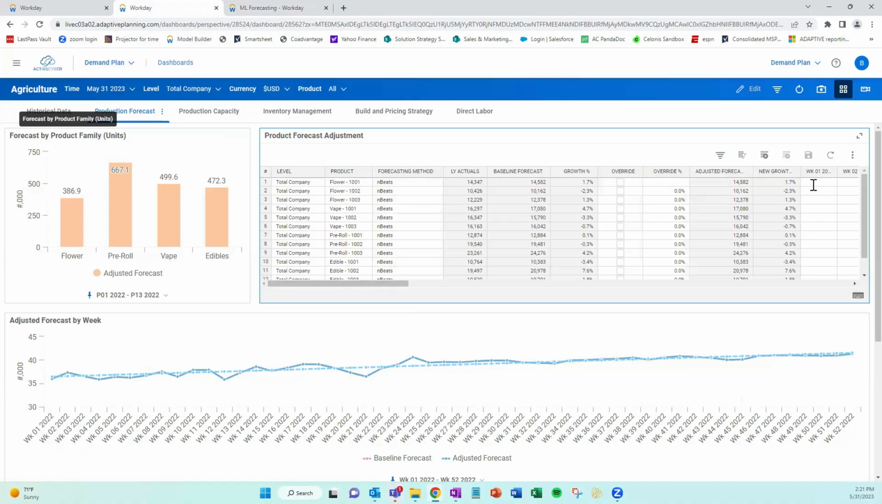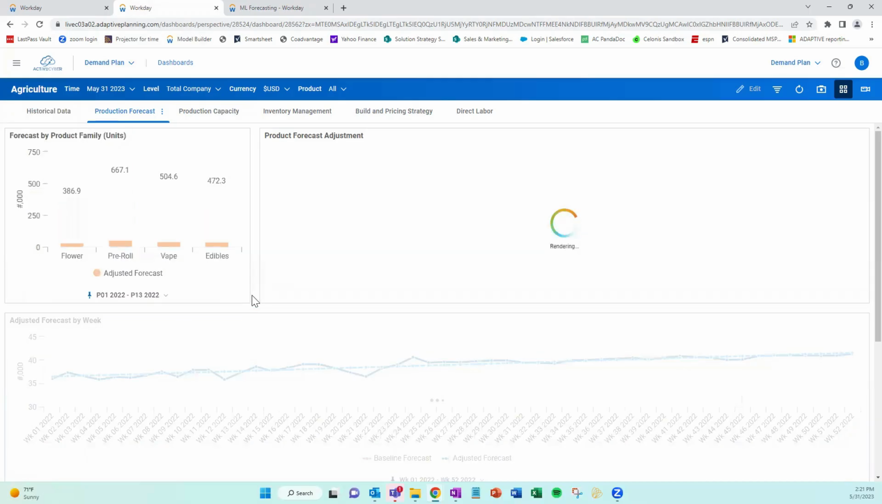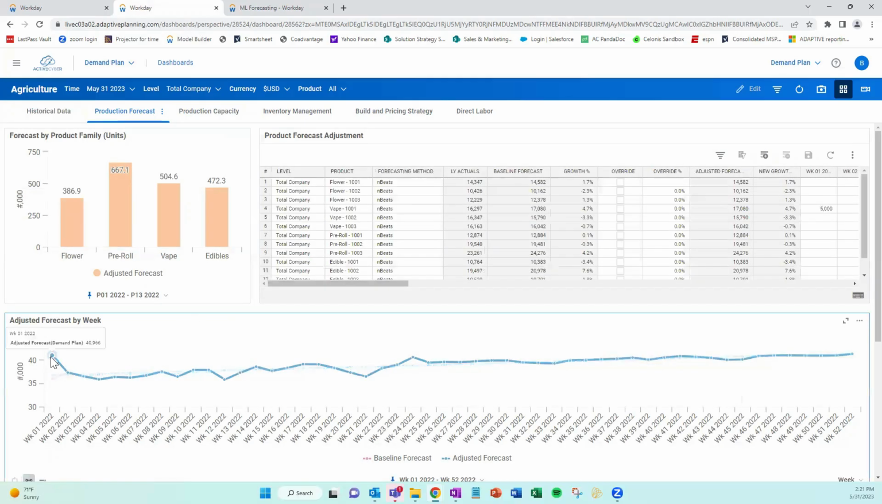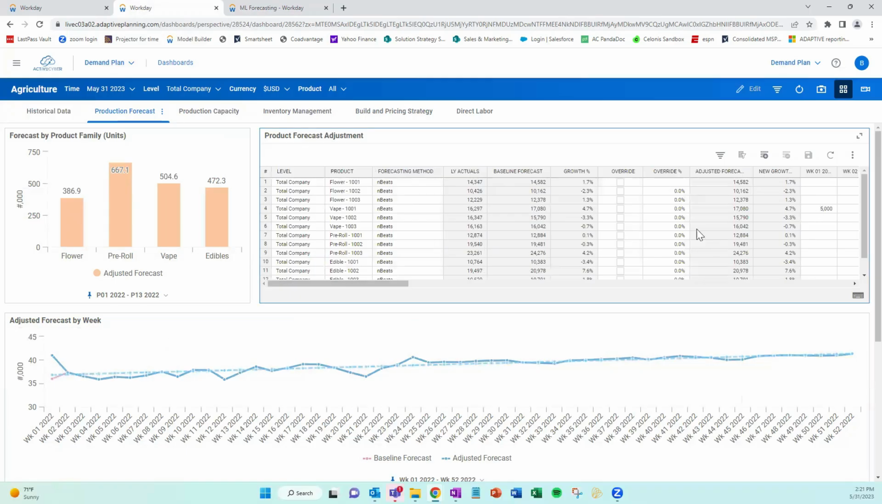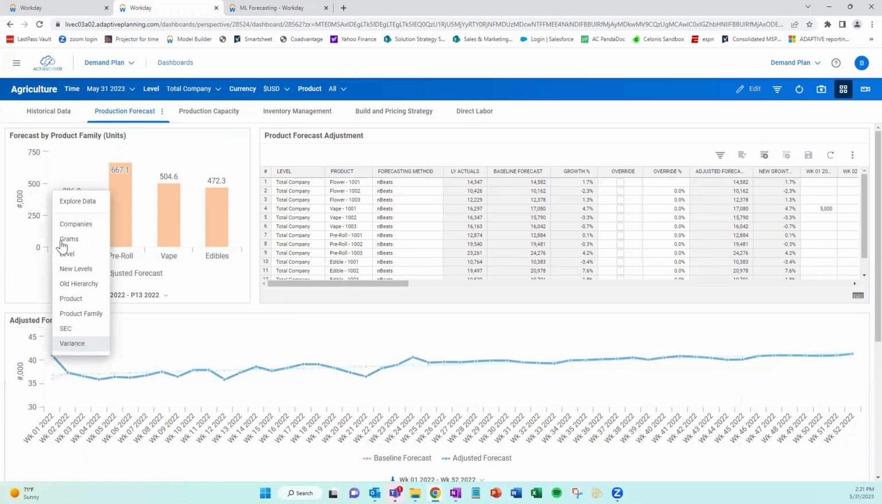For demonstration purposes, maybe we think that our vape 1001 is going to have a huge week 1 of 2022. I'll go ahead and add in a 5,000 unit increase just to showcase the immediate impact to our active dashboard. Now we see I saved my 5,000 unit increase for week 1.